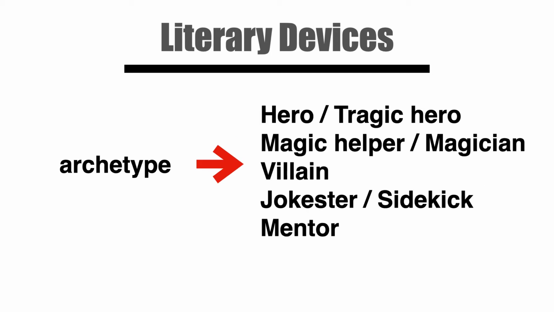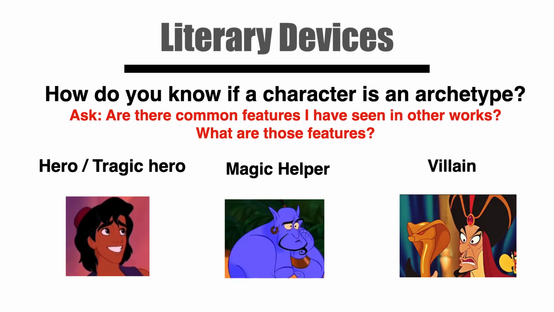Some examples of archetypes you might be familiar with are a hero or tragic hero, a magic helper or magician character, a villain, a jokester or a sidekick, or a mentor character. When you sense that familiarity with a character, that he or she has features you've seen somewhere before, then you should know that you probably are working with an archetype. Authors use archetype characters for their familiarity and because they stir emotions and create a connection with their reader.